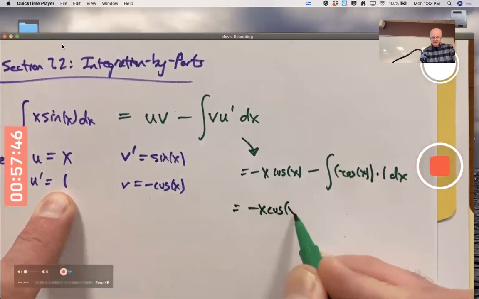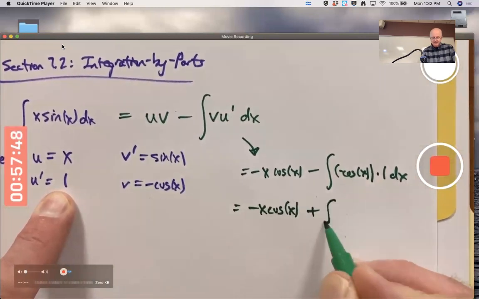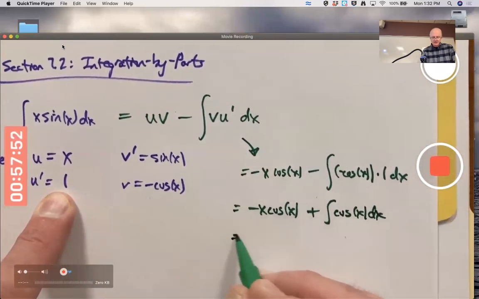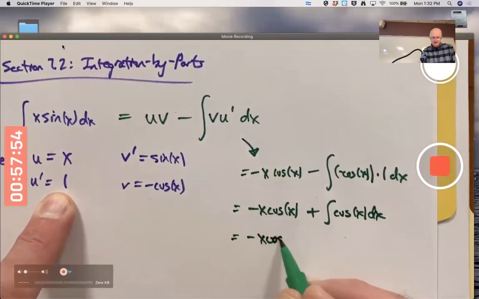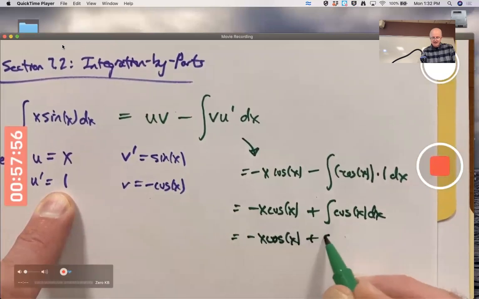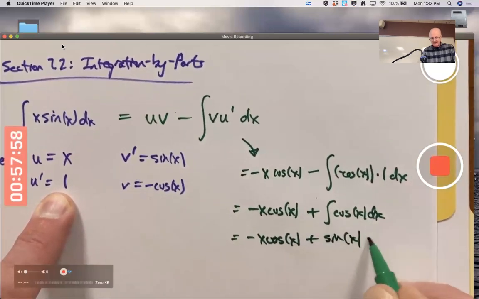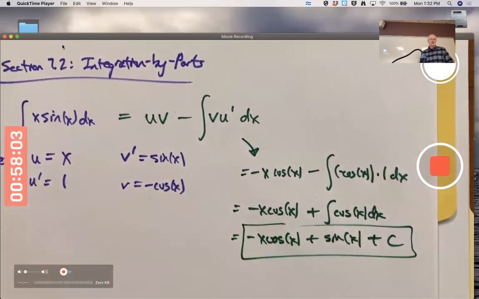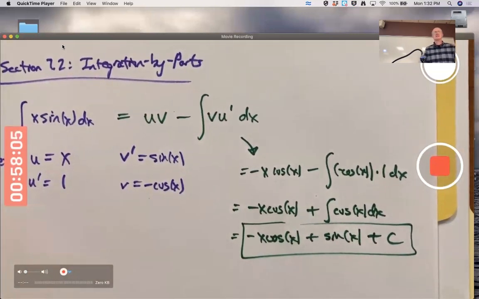In fact, you can bring the negative sign out in front and put a plus sign. That's a relatively easy integral to do. Integral of cosine is sine. Now put your plus c on at the very end. Done. We should definitely check this. Check it.